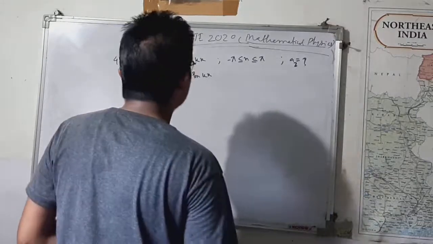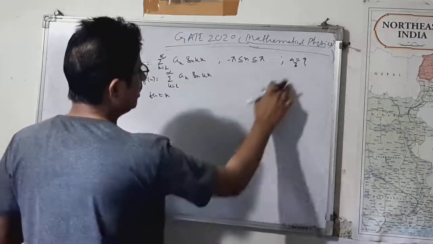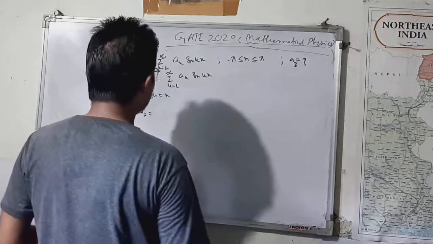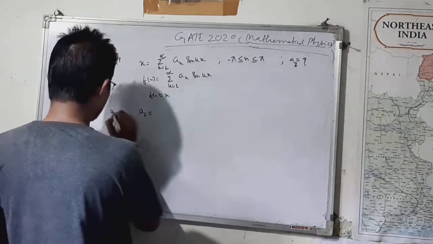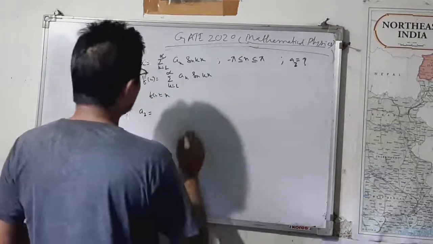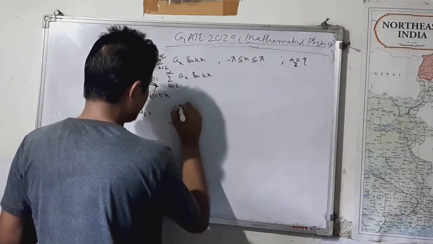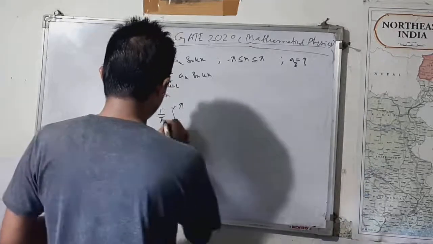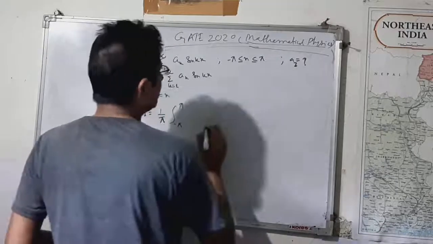So here you have to find the value of a2. For a2, the coefficient a2 can be here, k equal to 2 now. So for a2, the limit is minus pi to plus pi. So the function, we have to write this by 1 by pi, integral from minus pi to pi.